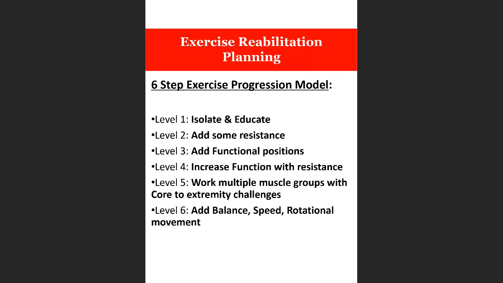Okay, so this is our 6-stage progression model. It doesn't have to be like this, it's just a guide. So we start off, we isolate and educate, then we add some resistance. Then we introduce functional movement, then we add functional movement with some resistance, then we start working multiple muscle groups from core to the extremity, and then we add in the various components of fitness, balance, speed, rotation, all that sort of stuff. So that's our 6-stage progression model.